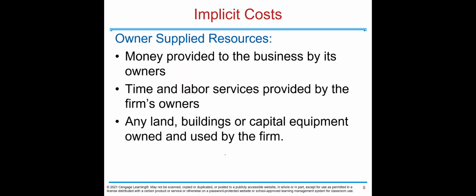So what are these owner-supplied resources? Owner-supplied resources might be the money provided to the business by its owners, because that money could be used to earn some return if it's not used in the business. Second, time and labor services provided by the firm's owners. That means if the owner doesn't provide the time and labor services, the owner could earn a wage somewhere else. And third, any land, buildings or capital equipment owned and used by the firm. If there is no business, the owner could rent this building or land or capital equipment and earn some income. Therefore, these are all foregone opportunities with the resources that are used in the business.